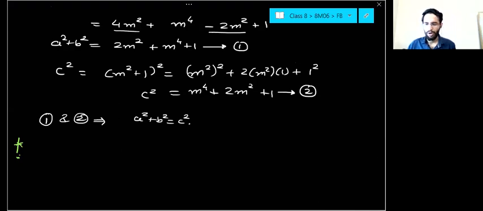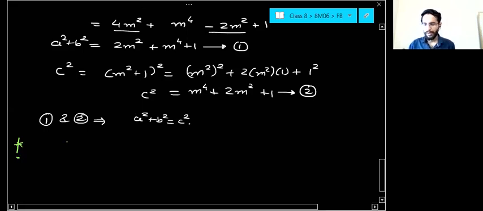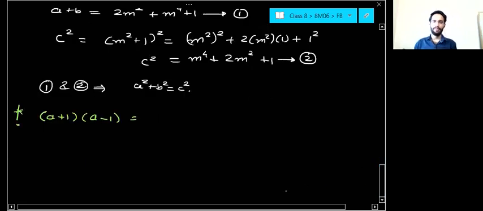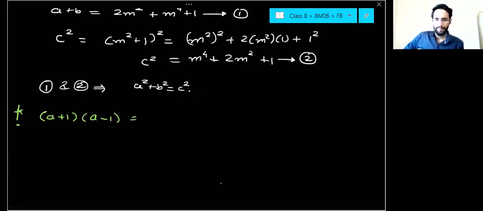That is exactly a product of consecutive even or odd numbers. Okay. Do you know this property? If I multiply a plus 1 with a minus 1, what will I get? A square minus b square. Do you know this? A plus b, a minus b equals a square minus b square, students?